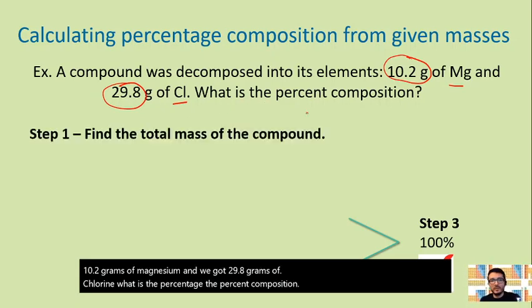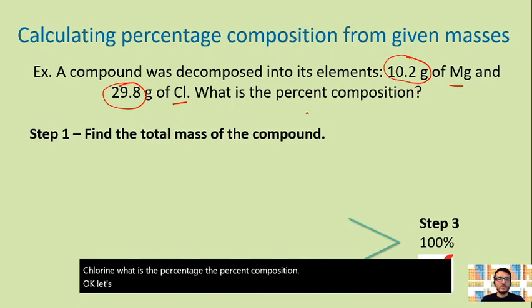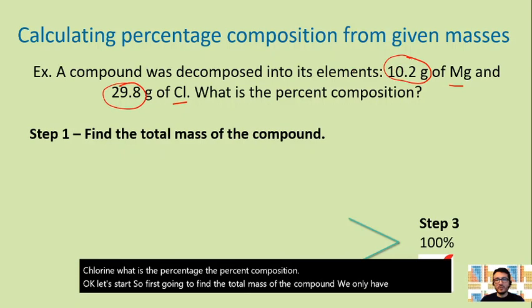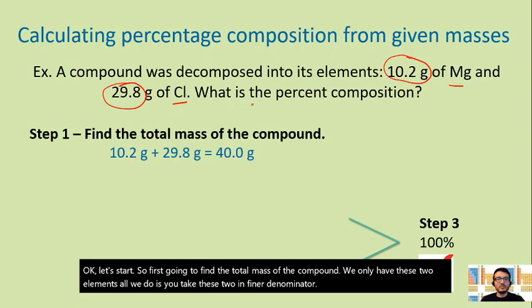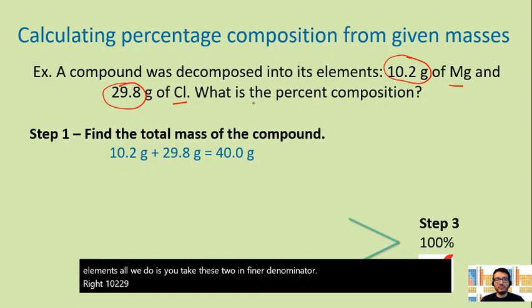Okay, let's start. First we're going to find the total mass of the compound. We only have these two elements, so all we do is take these two and find our denominator. 10.2 plus 29.8, we get 40.0 grams. So 40 grams is the mass of the compound.